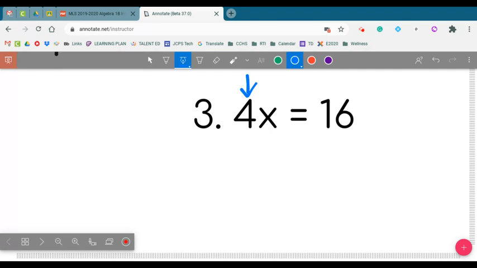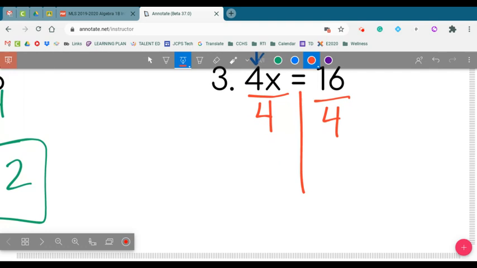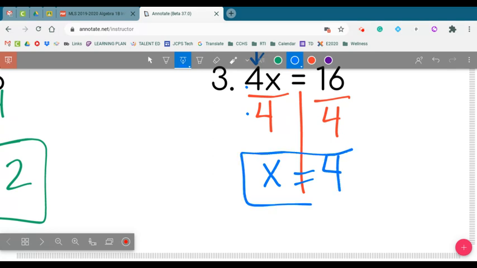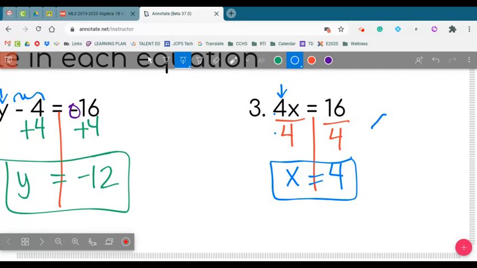So we have to think, what's the opposite of multiplication? The opposite is division. So we're going to divide both sides by 4. Because 4 divided by 4 is going to give you 1, which is going to give you just x, and then 16 divided by 4 is going to be 4. So anytime we have a variable right next to a constant, we are going to divide by that constant to get that variable all by itself.